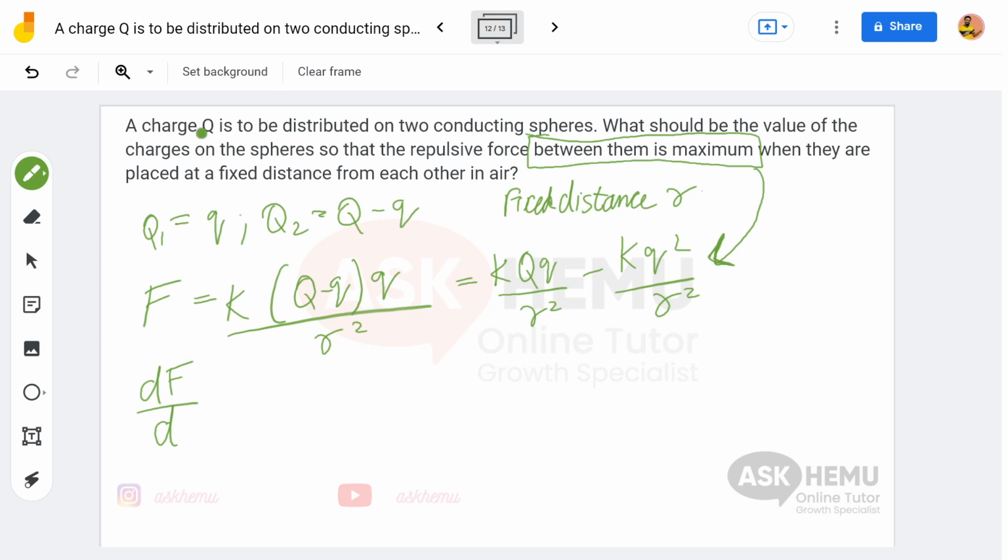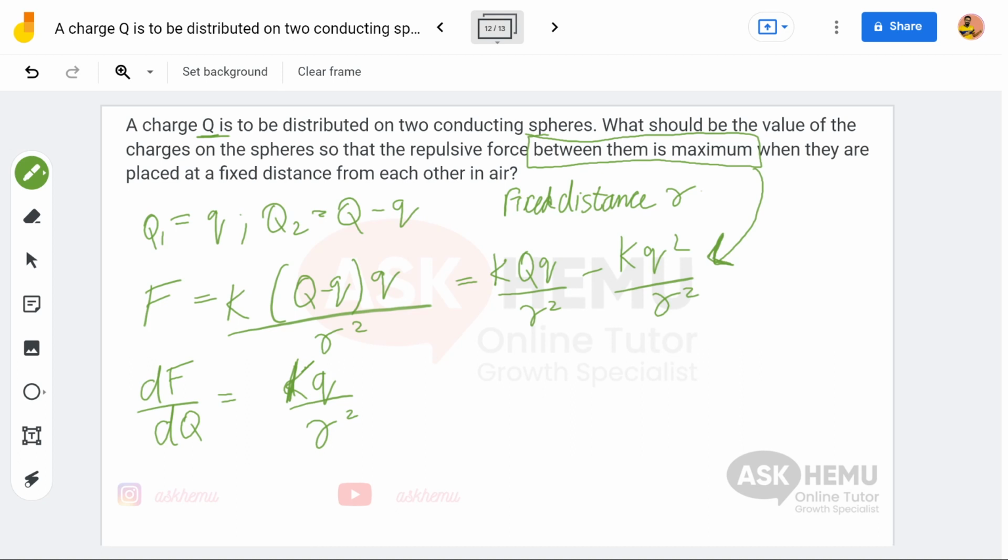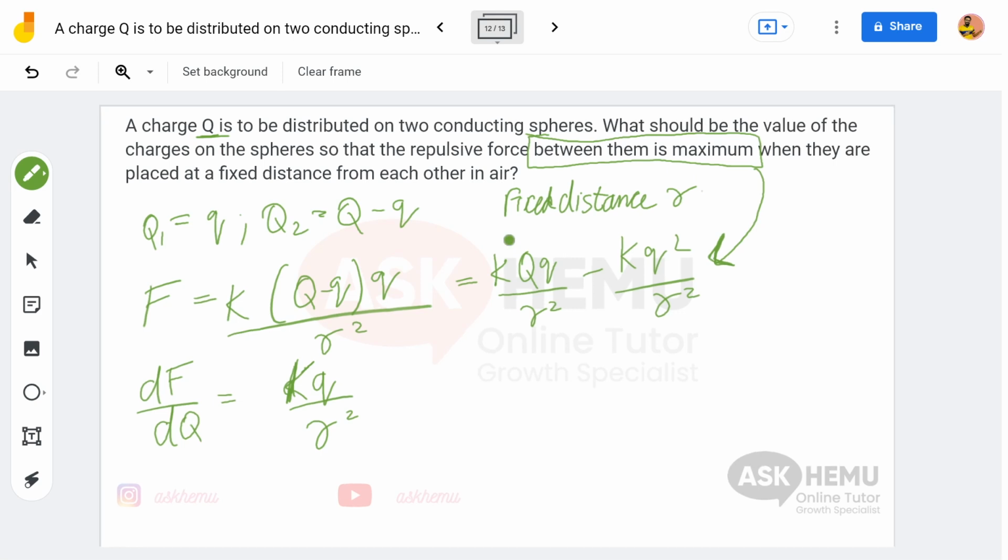dq. Remember, we have to maximize, so capital Q is the term to be chosen for differentiation. That means the total charge should be chosen for differentiation, which means ultimately there's going to be only one term left at the end, which is going to be kQ by r squared, while the other term on the right side is going to go all the way to 0. That's how simplified this problem becomes after you take the differentiation.